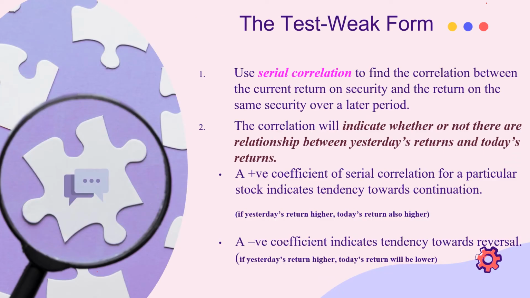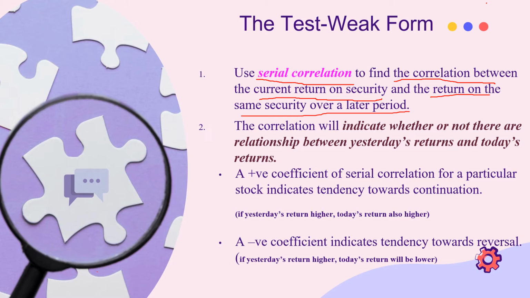Okay, so I have explained to you before this that the hypothesis adalah statement. So, macam mana kita nak buktikan the statement? We have to do the test. So, test ni dah dibuat oleh past researcher. Cuma kita just learn on apa yang past researcher dapat daripada diorang punya research. Okay, so for the test of weak form, the past researchers have used the serial correlation to find the correlation between the current return on a security and the return on the same security over a later period.